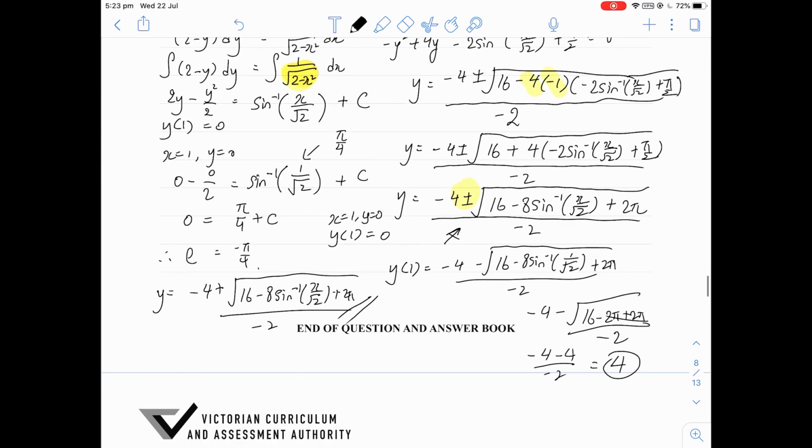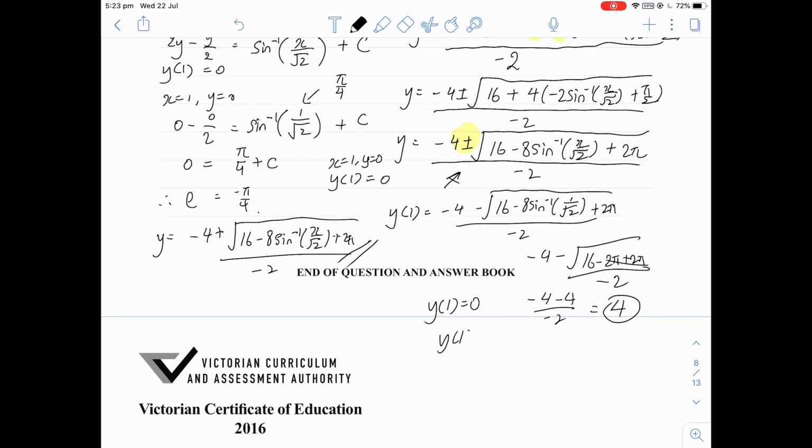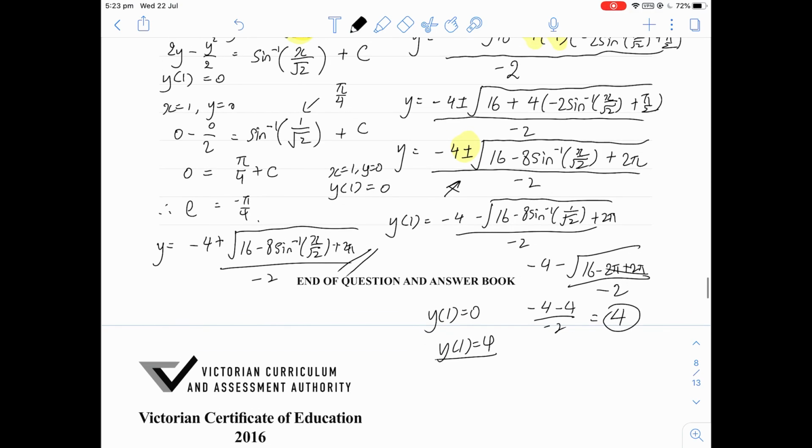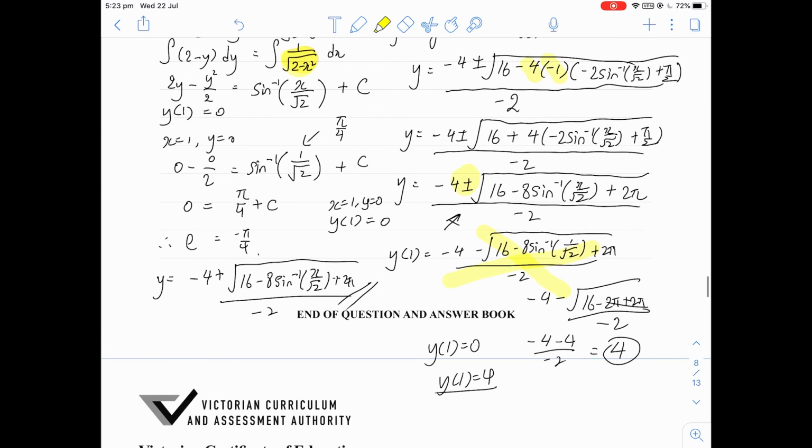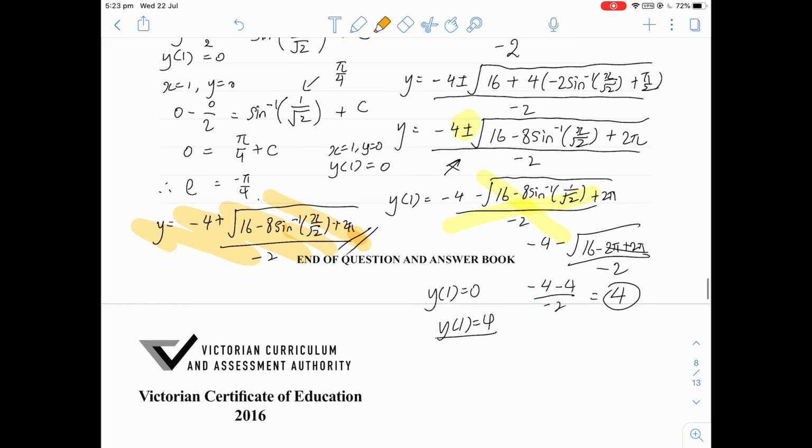And we know that y should give 0. But here, y actually gives 4. So the negative solution must not be the answer. And therefore, the only solution to this question is this.